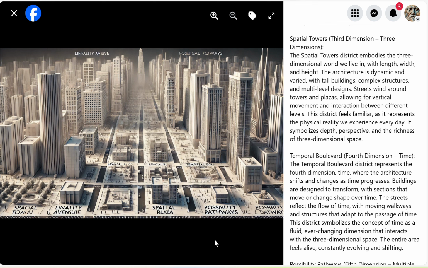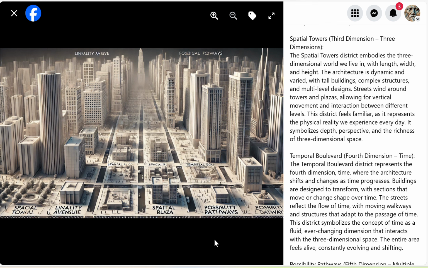Urban design. Streets curve and wind around towering buildings. Plazas are built on multiple levels, and there is a strong focus on the vertical interplay between spaces. Bridges connect different structures at various heights, creating a dynamic urban labyrinth.